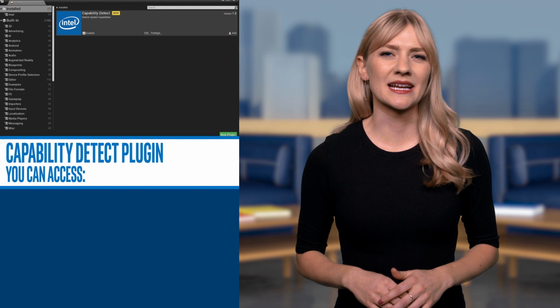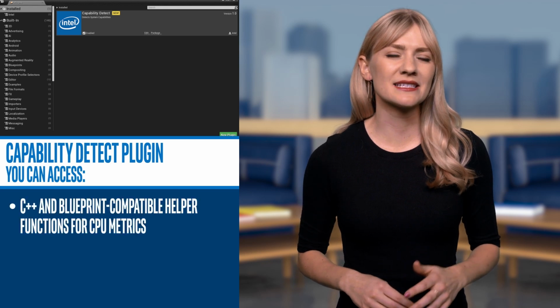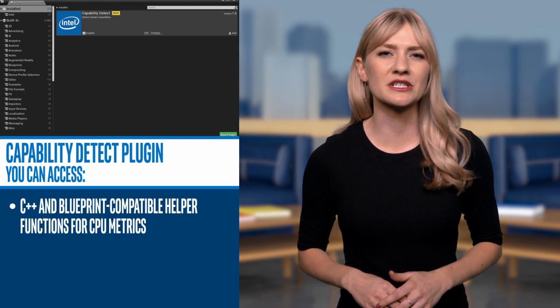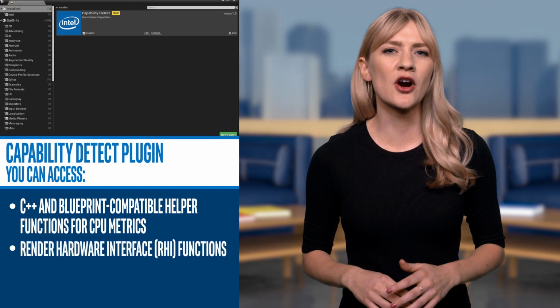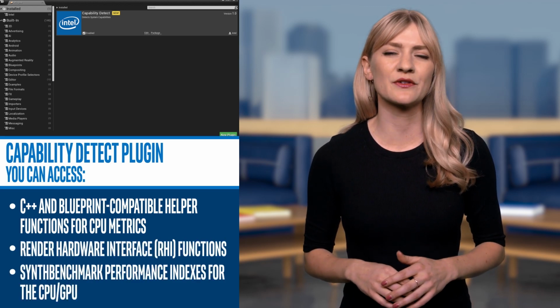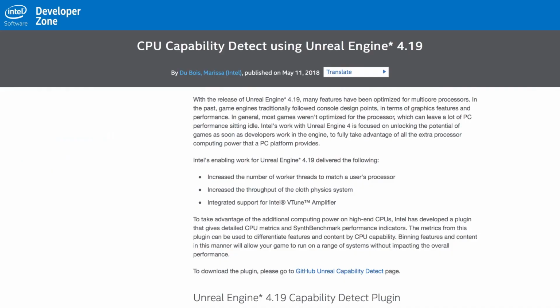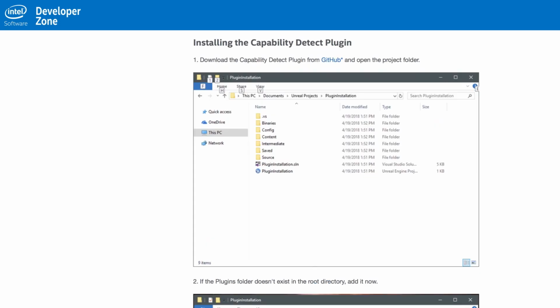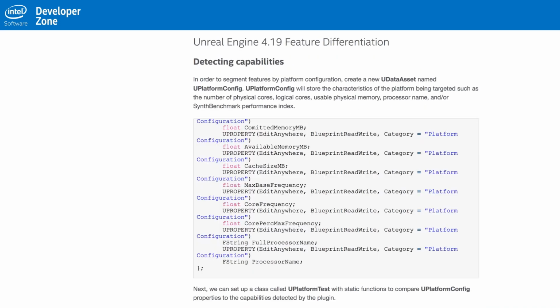Using the Capability Detect plugin, you can access C++ and Blueprint-compatible helper functions for CPU metrics, render hardware interface functions, and the SynthBenchmark performance indexes for the CPU or GPU. Check out CPU Capability Detect using Unreal Engine 4.19 to get a rundown of installing the Capability Detect plugin and Unreal Engine 4.19 feature differentiation.